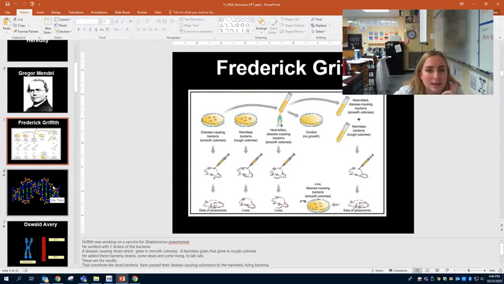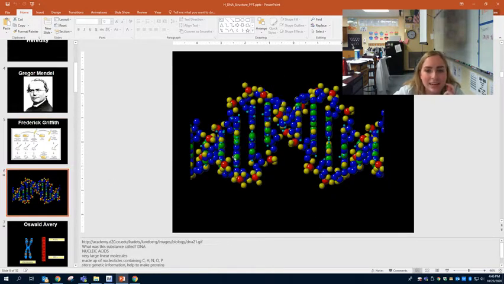But really, what was that? What do we think that was? The transforming principle that allowed this dead bacteria and this harmless bacteria to still kill this mouse. Well, it's DNA, which is what we're talking about in this entire unit. So this is a molecule of DNA, and it is made up of nucleotides, which are the monomers. It helps us store our genetic information and make proteins.